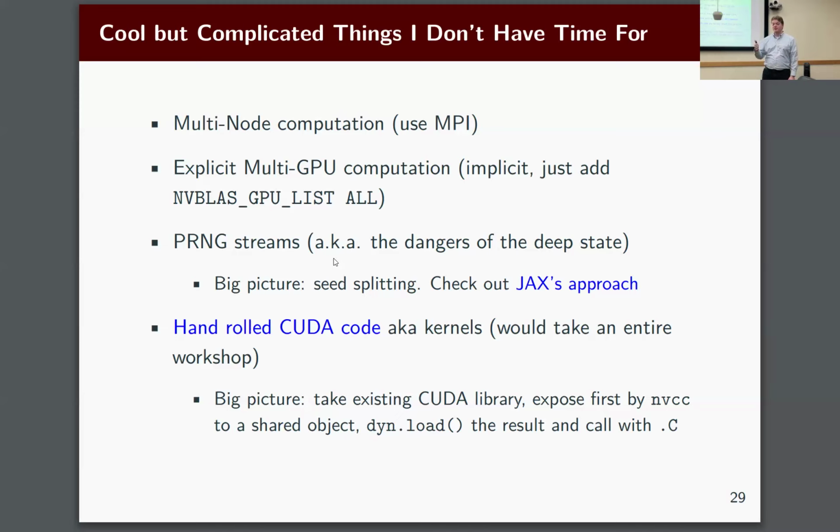Ultimately, the easiest thing to do is take an existing CUDA library and expose the GPU code by first calling the NVIDIA compiler on it. Then that'll make a shared object. You can use R to dynamically load that shared object and then call it using the .C function, high level. So if there's already a CUDA function that you want to use, like the CUDA fast Fourier transform, for example, you can just wrap it in this structure and then call it from R.